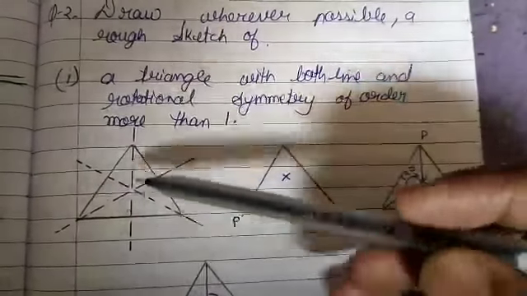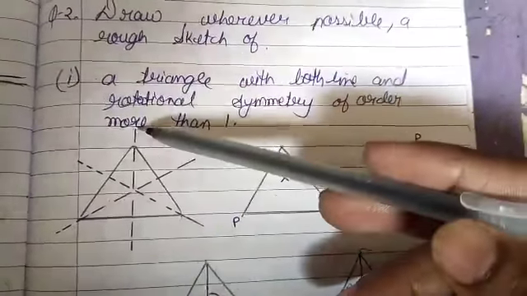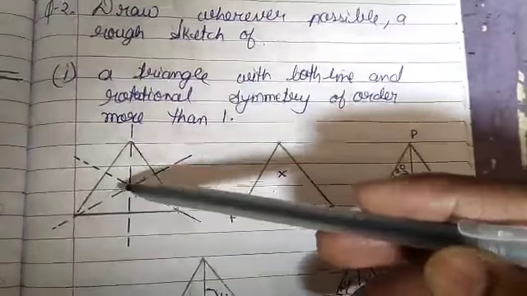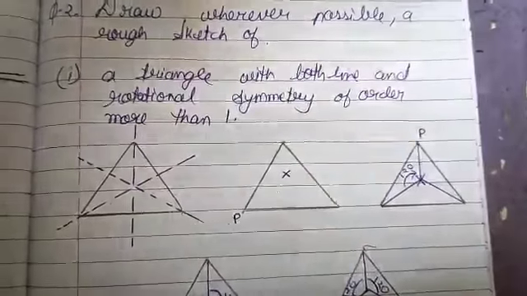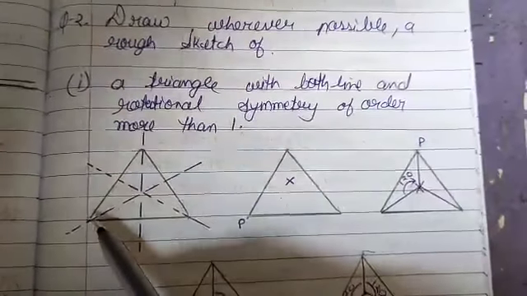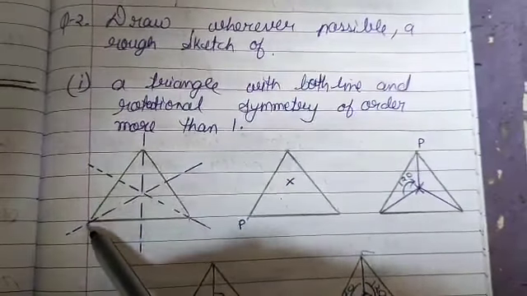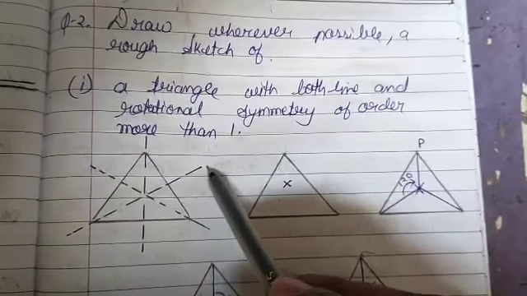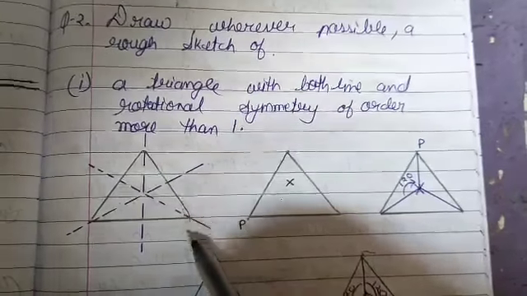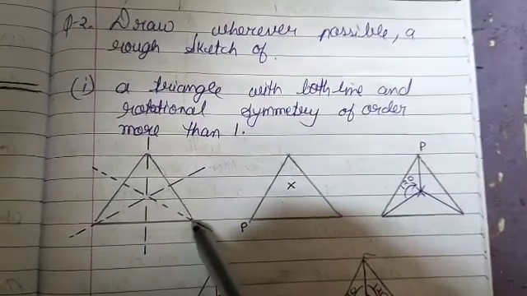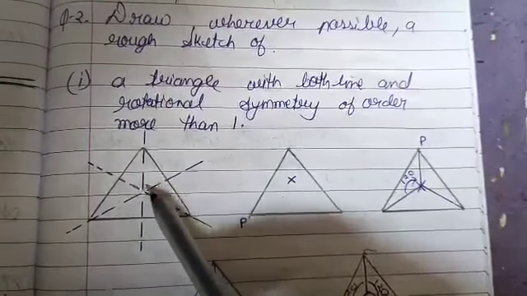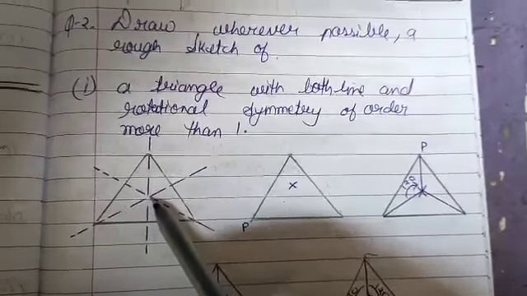See, this is an equilateral triangle. This is a line of symmetry. When you pass a line vertically, it divides the shape into two equal halves. When you pass a line through a vertex to the center of the opposite side, and from here to here, this is how three lines of symmetry are possible, which is more than one.